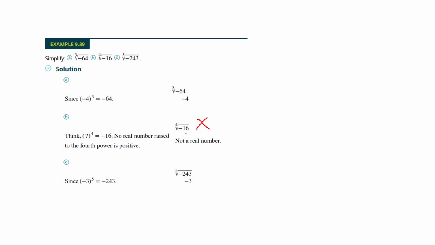It can't be done. Now you can do that with odd. So like negative 2 times negative 2 times negative 2 will turn out to be a negative number, and it's 3 of the same thing. So it can be done. So A and C can be done, but B cannot.